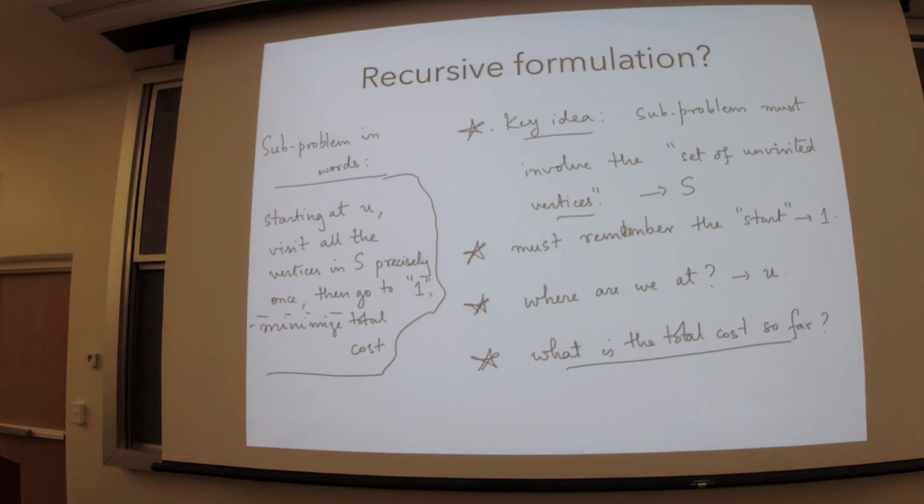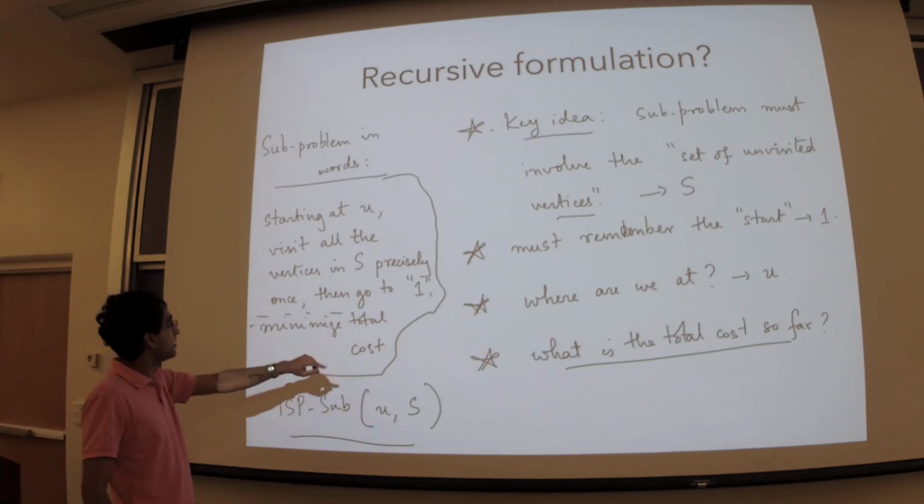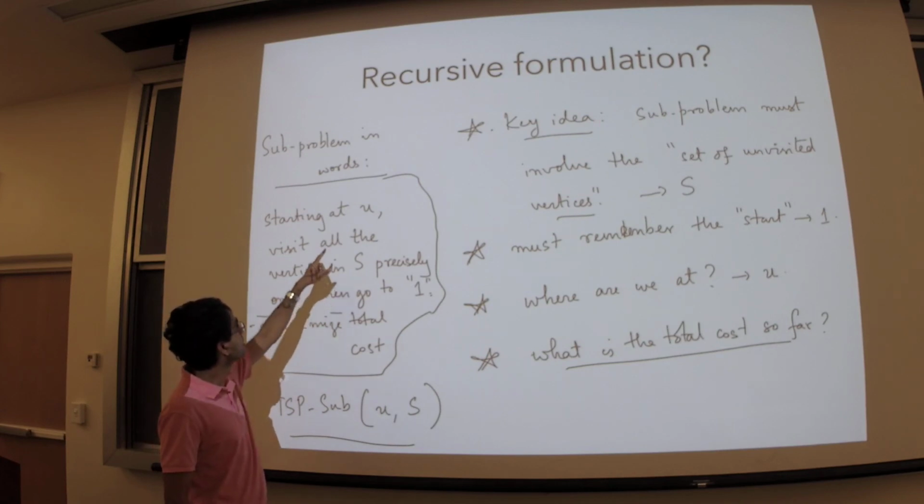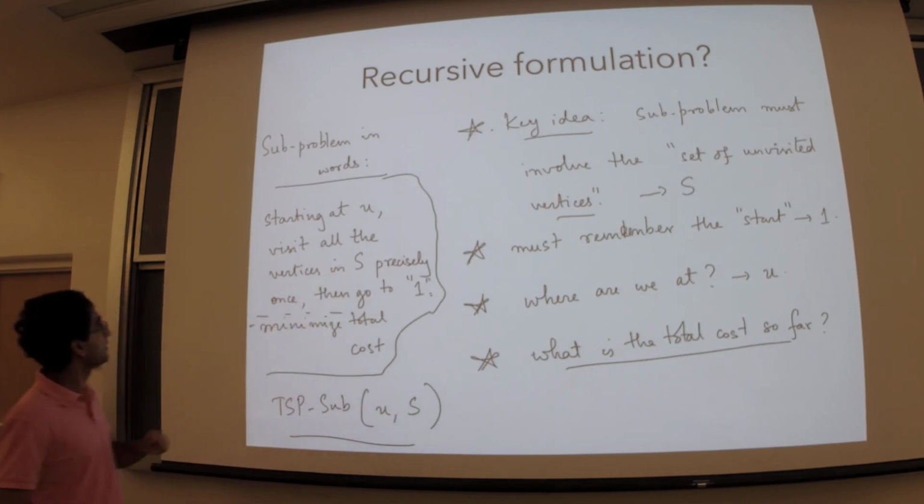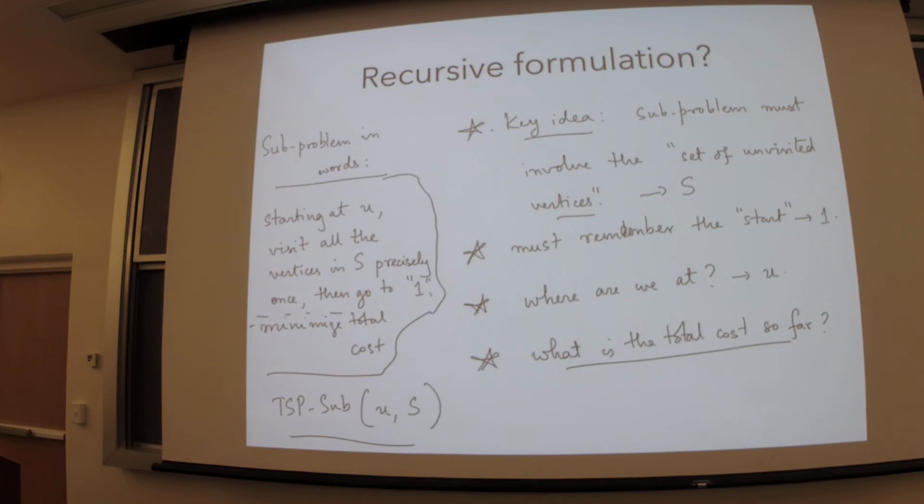Alright, so given this, can we come up with a procedure? Let's call it TSP sub, the subproblem defined by U and S. So let's say I have a procedure that does this. This is a TSP subproblem that takes in a U, takes in an S, and gives the best solution, which starts at U, visits everybody in S, and then goes back to 1.